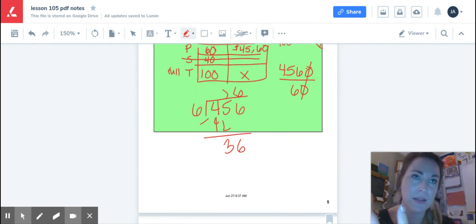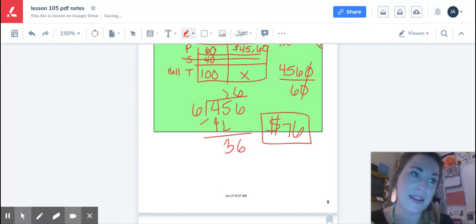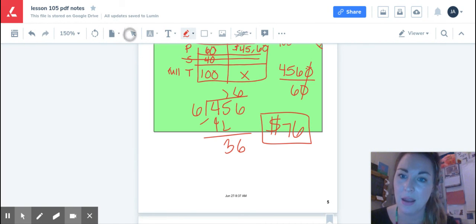They're asking what was the total price of her shoes. Make sure you use the correct label. They're asking about a price. We're talking about money. $76. In this case, of course, money, your dollar sign is your label.